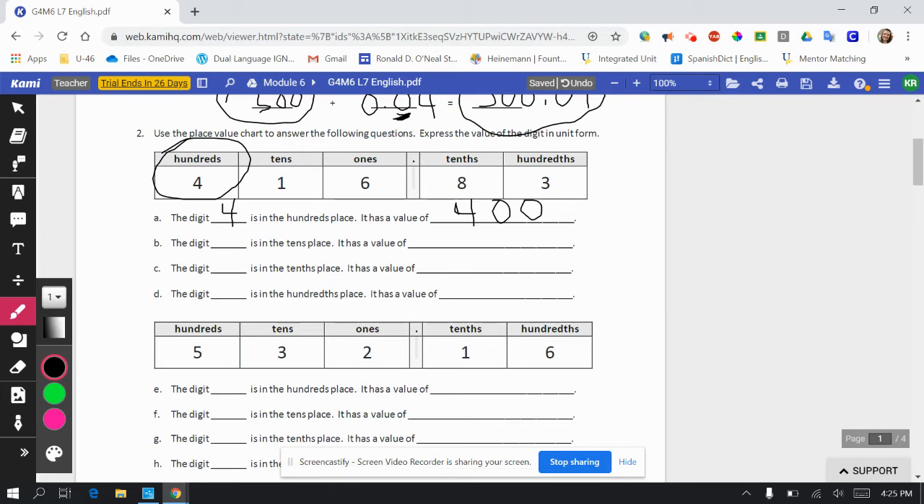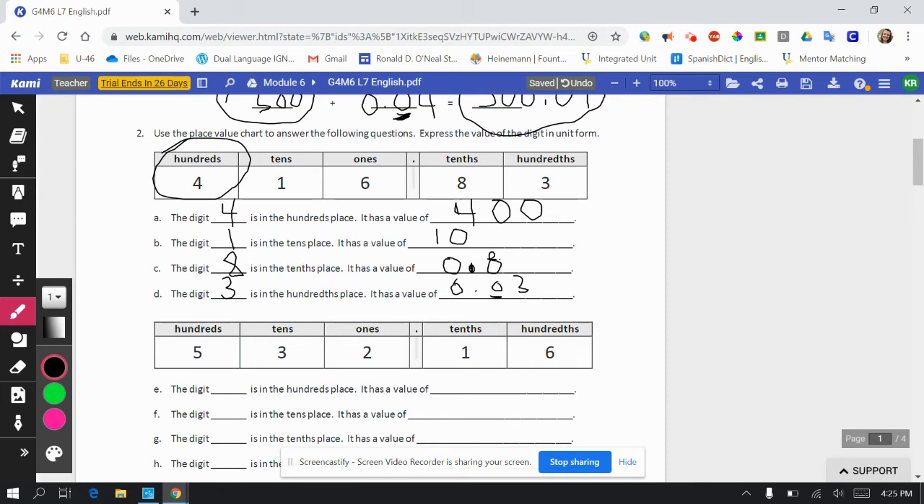The digit is in the tens place. The 1, and it has a value of 10. The digit, oh, it's tricking me. It's basically skipping the ones place here. It's going to the tenths place. So the digit is in the tenths place, so 8. And it has a value of 0.8. That should be a point. And then the digit is in the hundredths place. That's the 3. And it has a value of 0.03. Don't forget your placeholder.